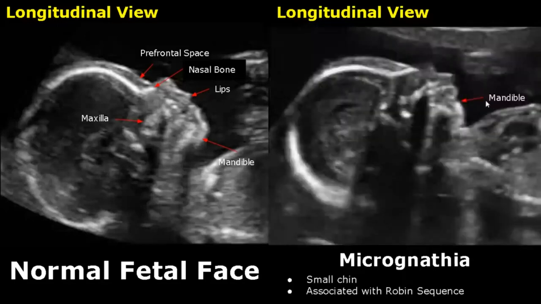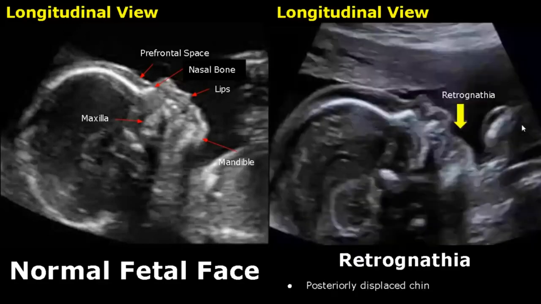Micrognathia refers to a small chin. It can be difficult to diagnose it because it can be subtle. Here we can see a small chin and it is not leveling with the upper jaw. In retrognathia, the chin is displaced posteriorly. It is difficult to diagnose it on ultrasound.